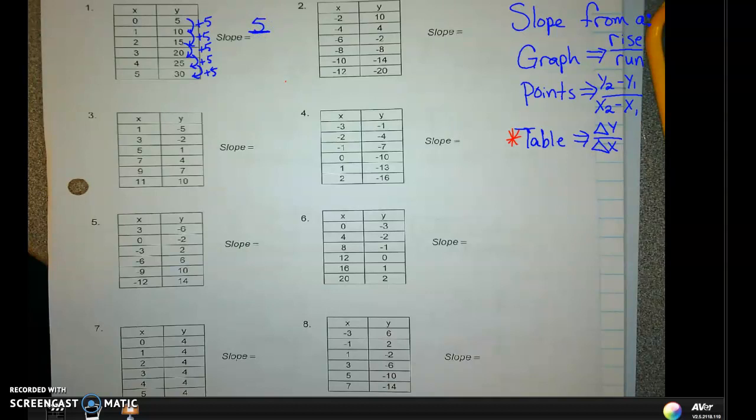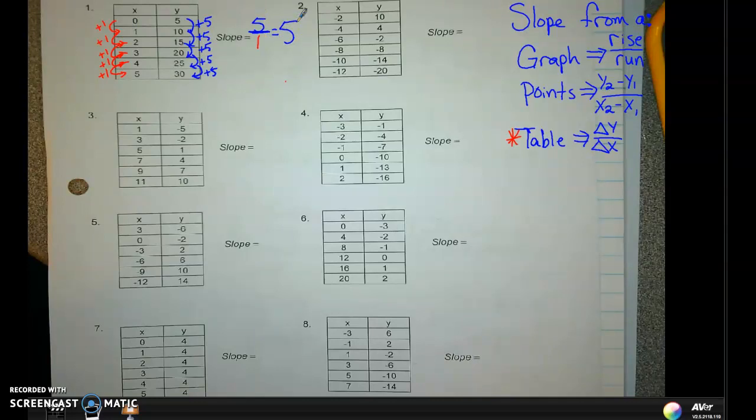Now, let's look at the change in x. To go from 0 to 1, that's plus 1. 1 to 2 is plus 1. 2 to 3 is plus 1. 3 to 4 is plus 1. 4 to 5 is plus 1. So the change in x is always plus 1. And then that simplifies to be 5. So the slope is 5.